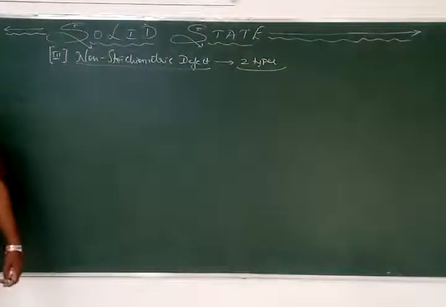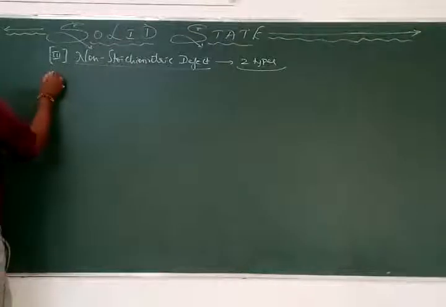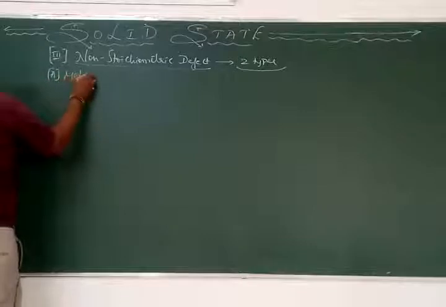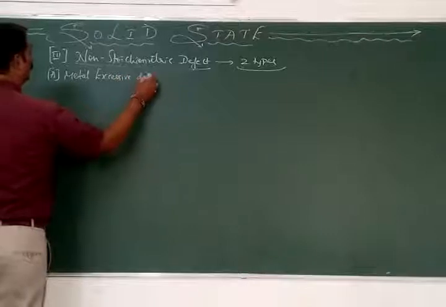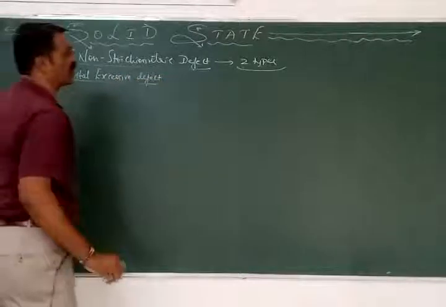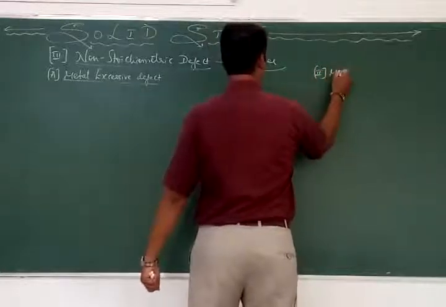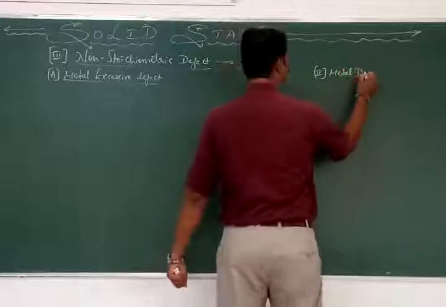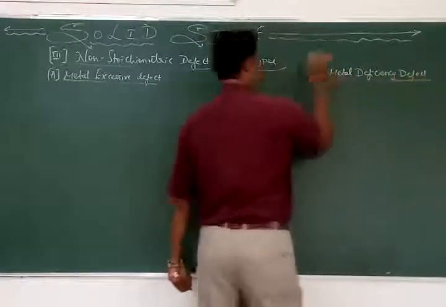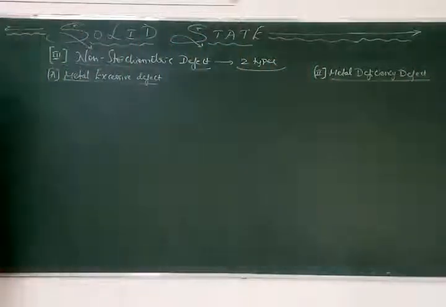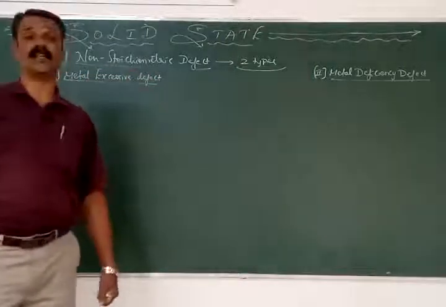Non-stoichiometric defects are of how many types? Two types. What is the first one? One is metal excessive defect, and the second one is metal deficiency defect. Non-stoichiometric defects are of two types, either the metal excessive defect or the metal deficiency defect.